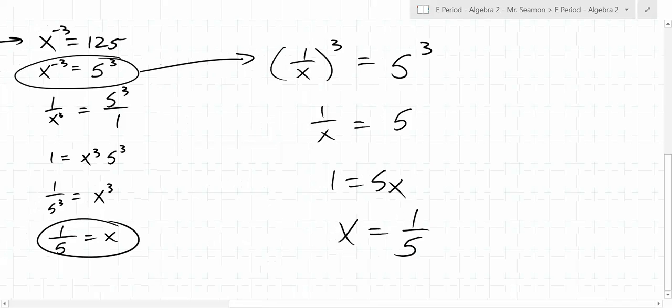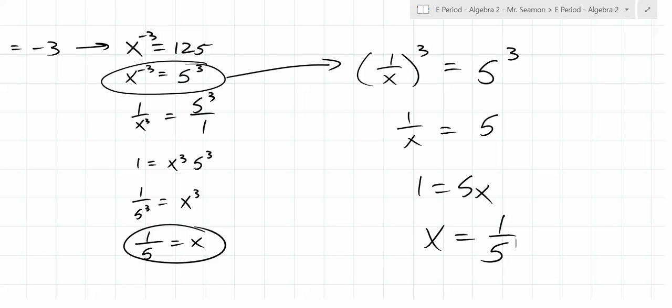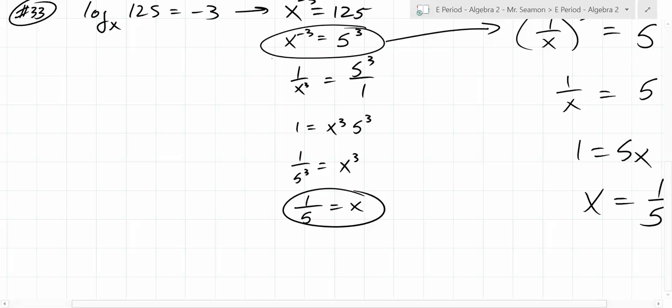There's lots of paths you can take on this. Absolutely. But the key thing is, when you see 125, what should you think? 5 to the third. Another way to do this, you want to see just another path you could take?